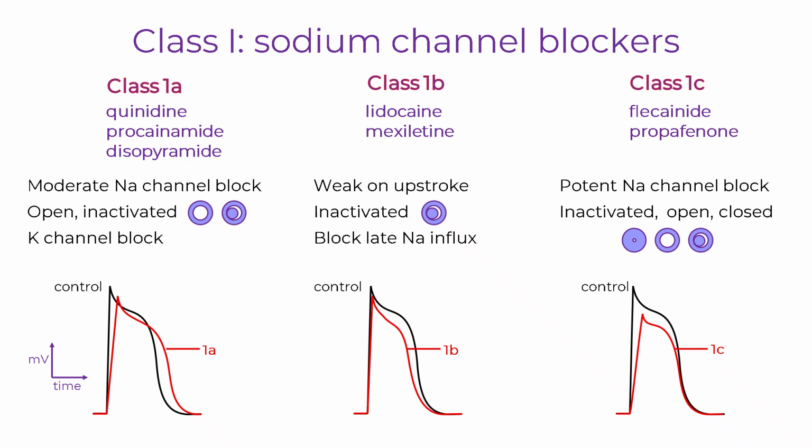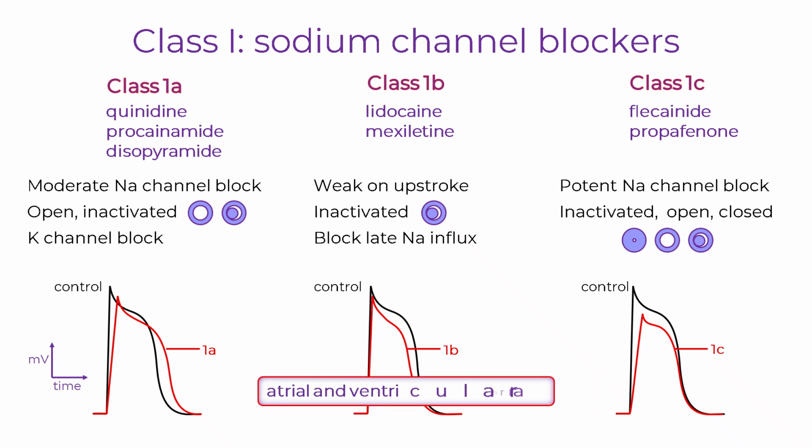Clinically, class 1 drugs are used to treat both atrial and ventricular arrhythmias, but their ability to slow conduction also means they can promote re-entry under certain conditions. As a result, their use requires careful patient selection.